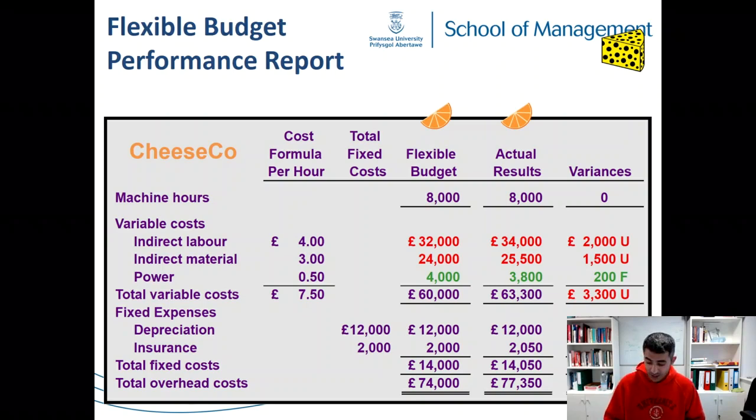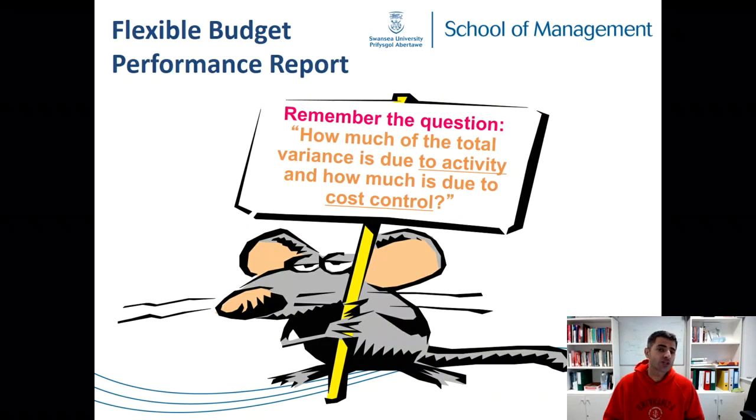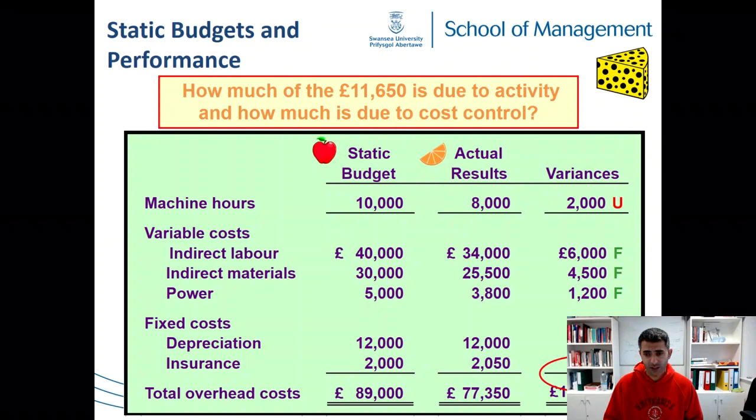It is zero. Now, if we go back to our equation, if you remember this equation, we asked how much of the total variance is due to activity and how much is due to cost control. And here we go, I'm sure you should be able to answer this question right now. How much of the 11,650 pound, the one in the first slide, is due to activity, and how much is due to cost control? Remember, this is the first slide, the first thing we started with, the flexible budget.